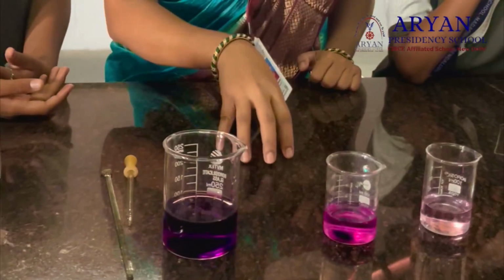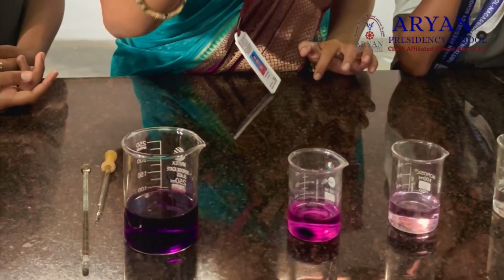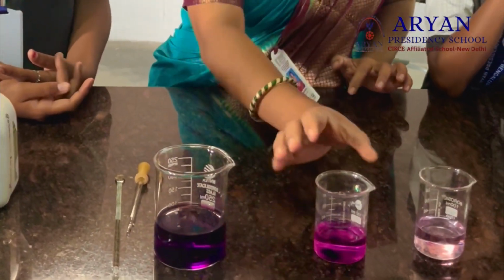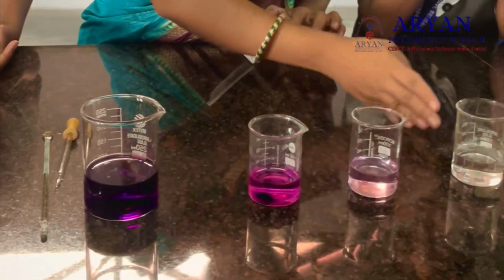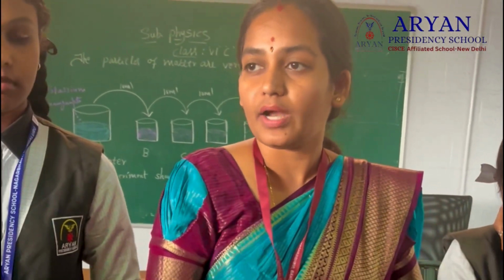So what does this indicate? It shows that matter is made up of small particles, because the potassium permanganate particles, whatever is there, are very small. When you are transferring this solution from A to B, B to C, and C to D, the color is becoming fainter and fainter. It shows that matter is made up of the smallest particles.